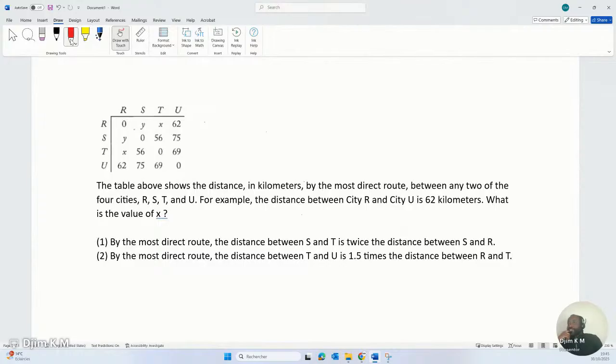So it says, the table above shows the distance in kilometers by the most direct route between any two of the four cities, R, S, T, and U. For example, the distance between city R and city U is 62 kilometers. What is the value of X? So we need to find the distance between R and T.